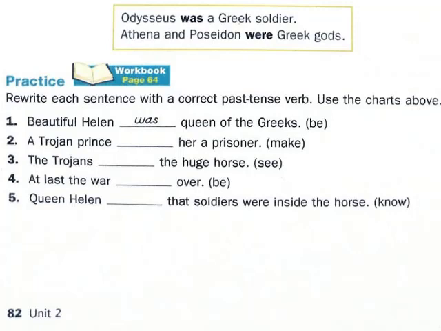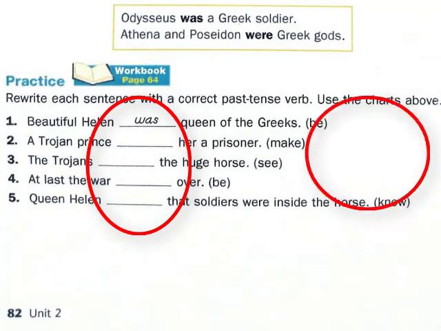Beautiful Helen was queen of the Greeks. Beautiful Helen, she was. The verb is be. And for beautiful Helen, we are talking about she was. Trojan Prince, we know it's he. Her a prisoner. The verb is make. What's the past of make? And is this regular or irregular? What I want you to do is write the verbs in here, complete, and next to the sentence, you're going to write if we used a regular or irregular verb.